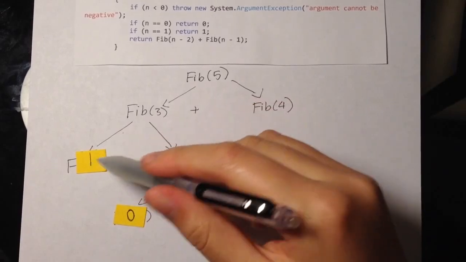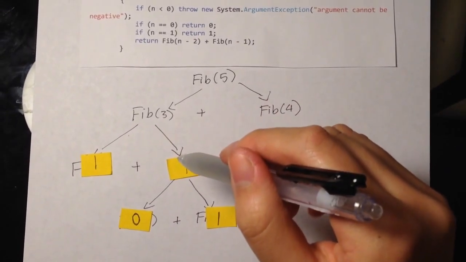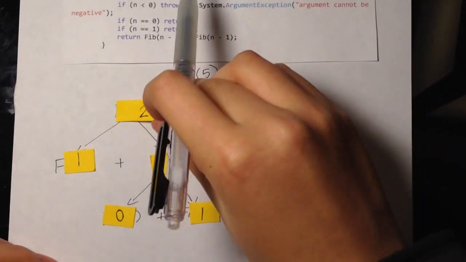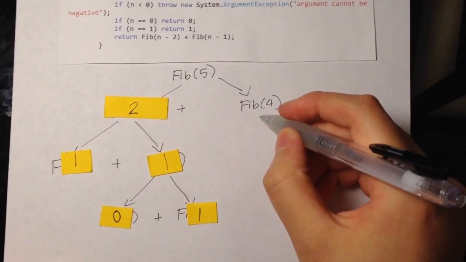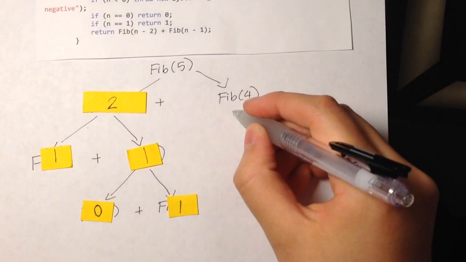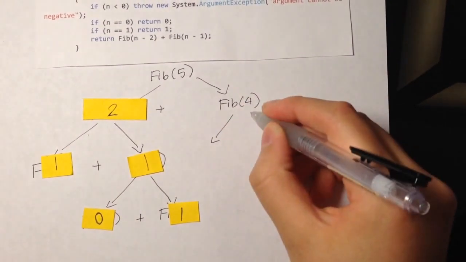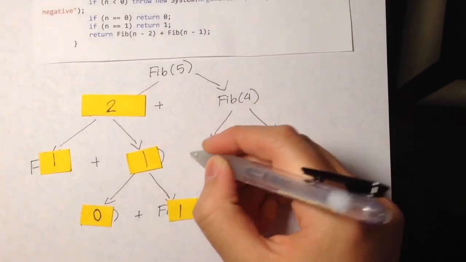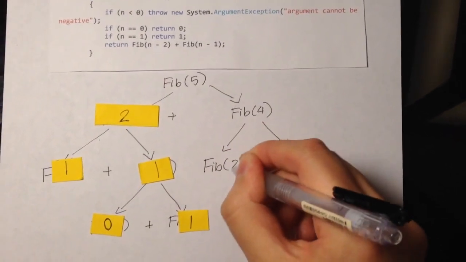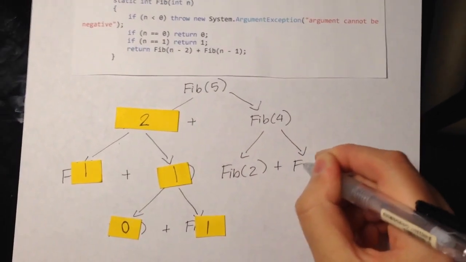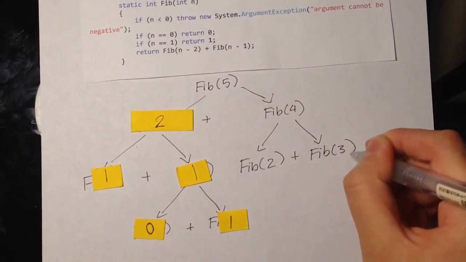Fib of 3 is 1 plus 1. So fib of 3 returns a value of 2. So now we're no longer waiting for fib of 3, and fib of 4 is called in the main function to get fib of 4 minus 2, fib of 2, plus fib of 3.